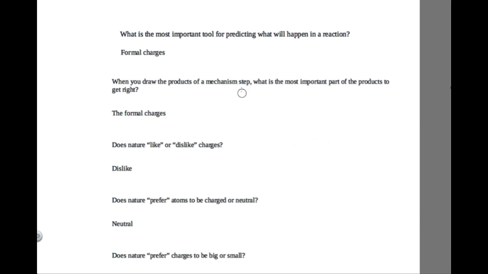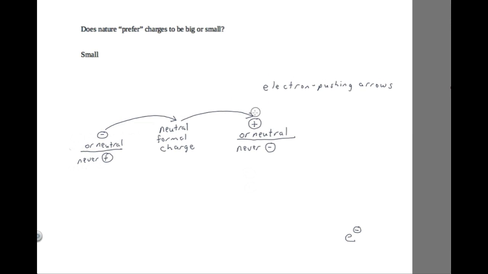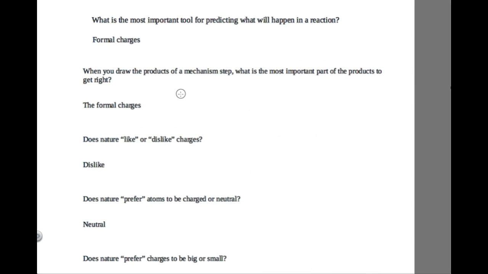So I promised earlier that the most important tool for drawing the mechanism for a reaction is the formal charges. And now we can start to see how we use that tool. We use the formal charges to find a good candidate to go at the beginning of the series of arrows and at the end of the series of arrows. And now you can see why the most important thing to get right when you draw products of a step is the formal charges. You have to draw the formal charges for the products of one step correctly because you're going to use those formal charges to figure out what happens in the next mechanism step.